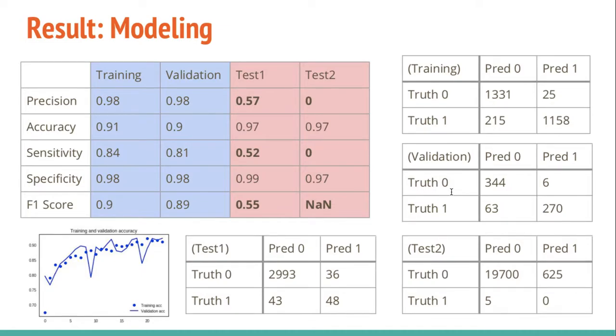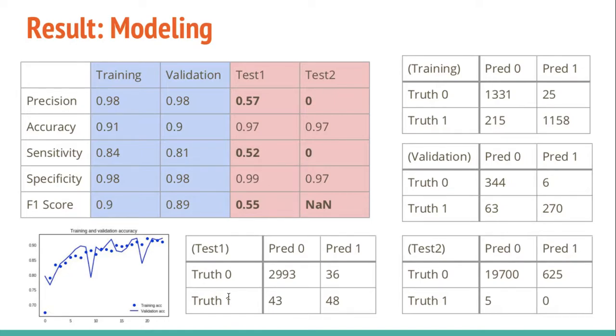Let's look at some numbers for modeling. On the right-hand side, the table shows a couple of metrics we chose, and on the left bottom corner we have the training and validation accuracy. We can see that our model is not overfitting since the training and validation accuracy are pretty close. That's probably because the dataset we use for training and validation is rebalanced.